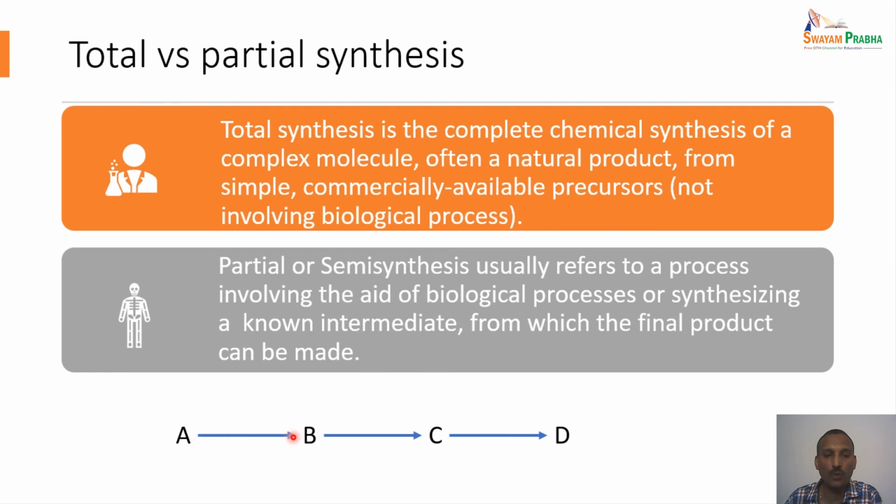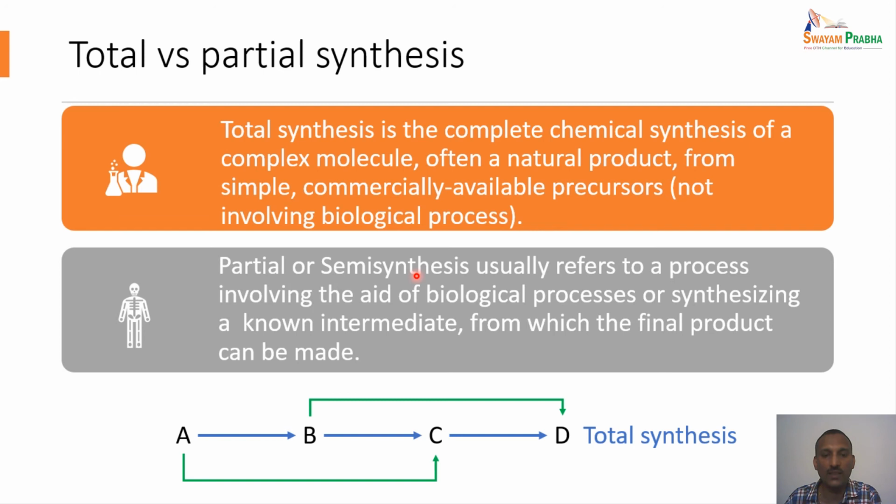So if A to B to C to D is carried out completely, then this is called total synthesis. But on the other hand, if A to C is synthesized and we already know C to D is known, then we say A to C synthesis is basically a partial or a formal synthesis.